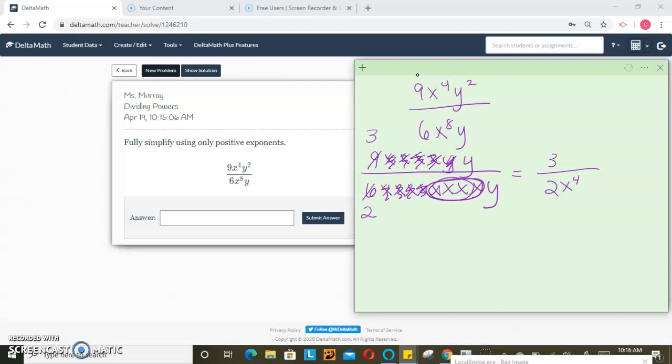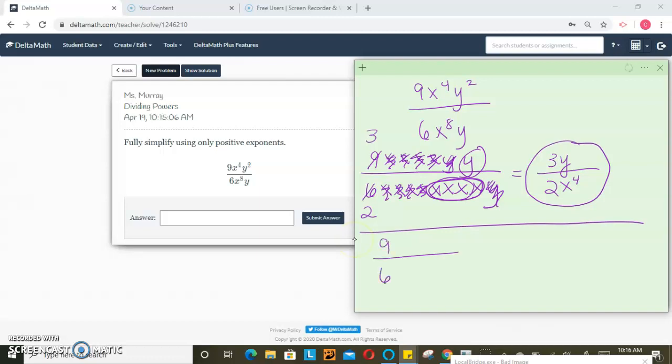They have one y in common. The extra y is in the numerator, so it's going to end up in the numerator in my answer. So this is going to be my final answer. If you want to try subtracting your exponents, you can also do it that way. Just remember, when you subtract, if you get a negative, it just means the base ends up in the denominator.